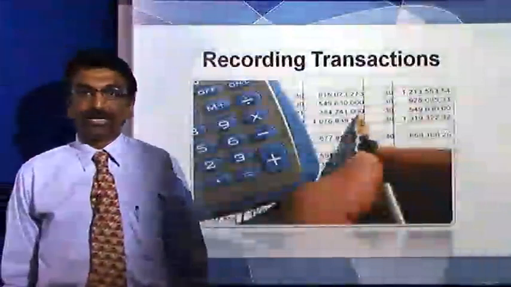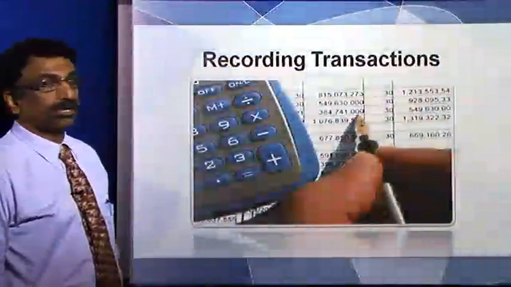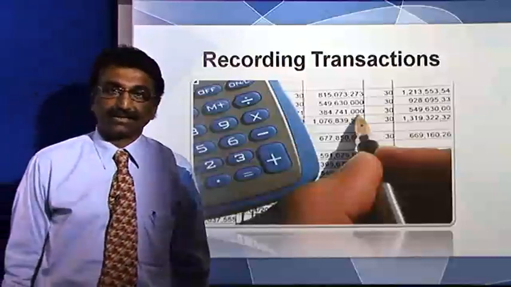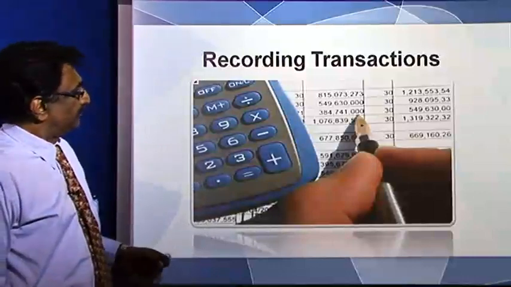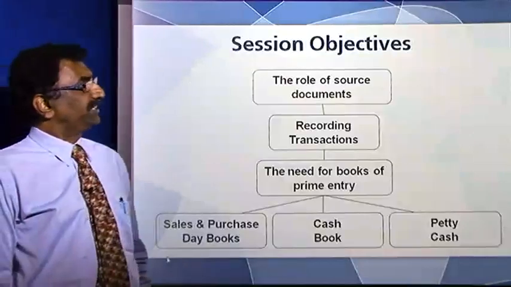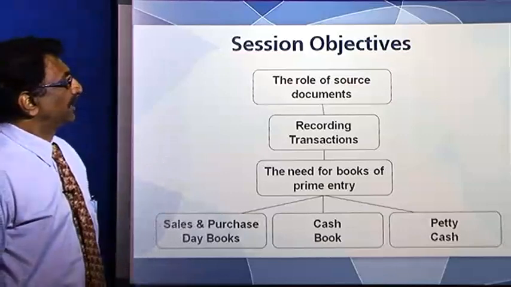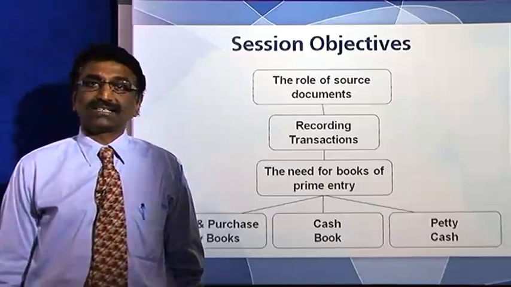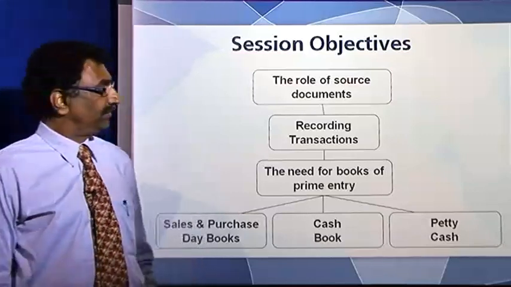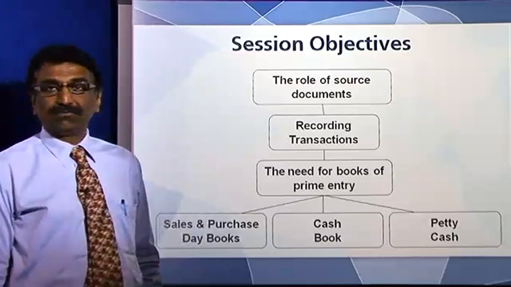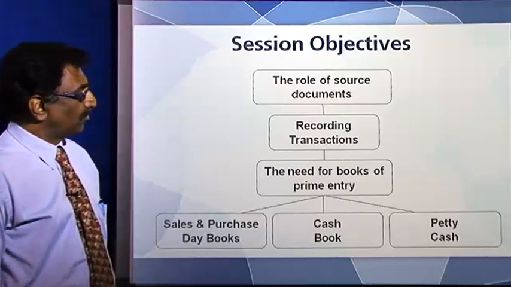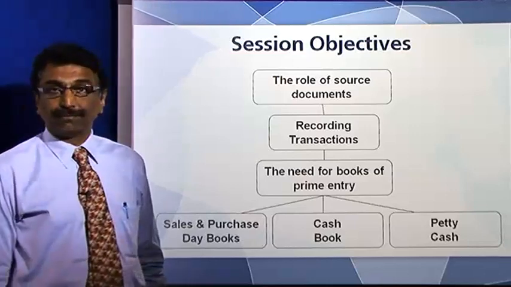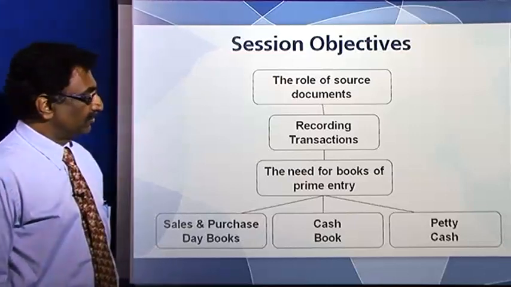We now move on to look at how to record the transactions and how to then look at summarizing them in some form. Our objectives in this session would be to look at what are known as the source documents and their role. We'll also see how, from these source documents, we need to record transactions into what are called books of primary entry. We'll look at that also.